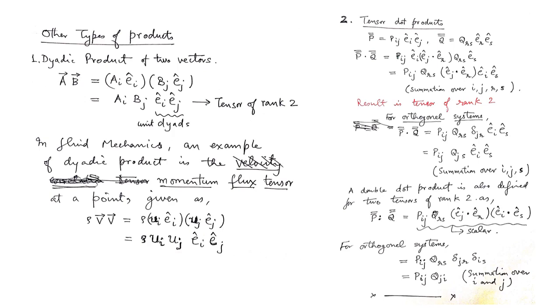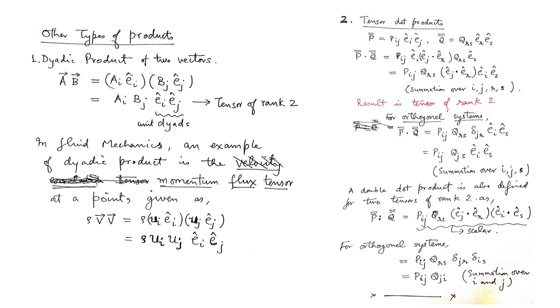So it will be simply written as rho ui ei and uj ej, and then finally rho ui uj and ei cap ej cap, the unit dyad. So this is the example from fluid mechanics of a dyadic product, the momentum flux tensor.